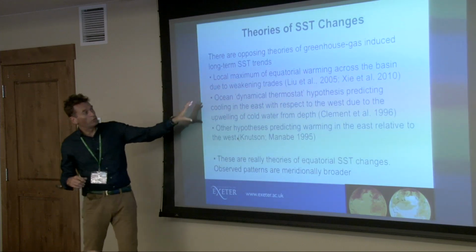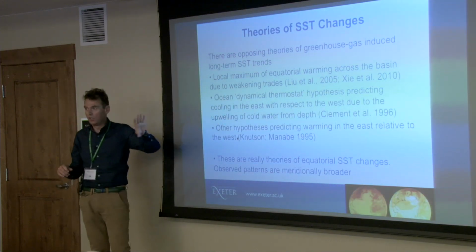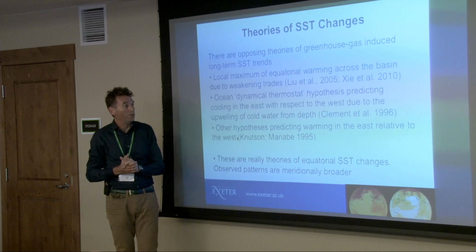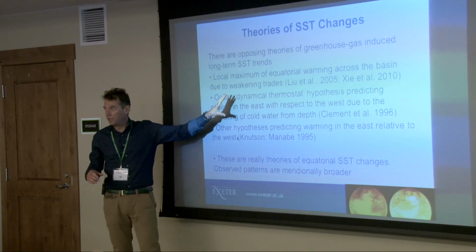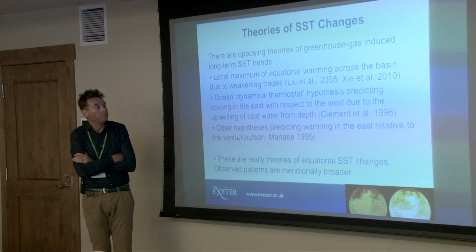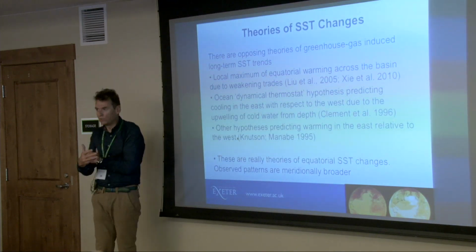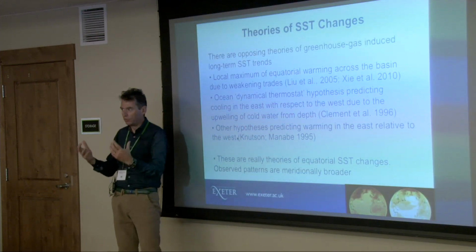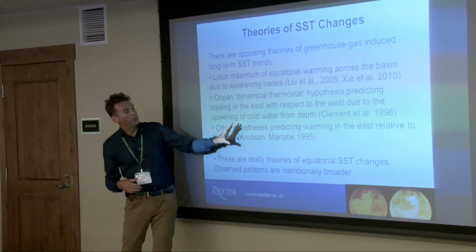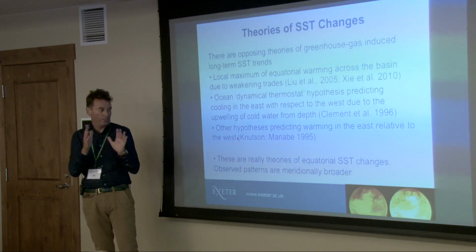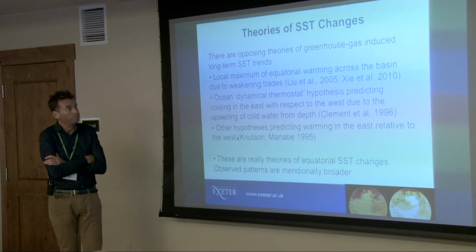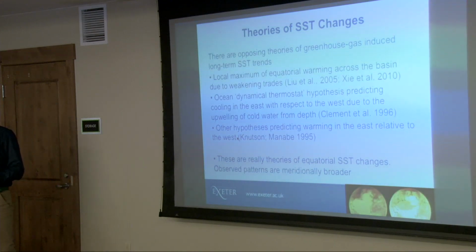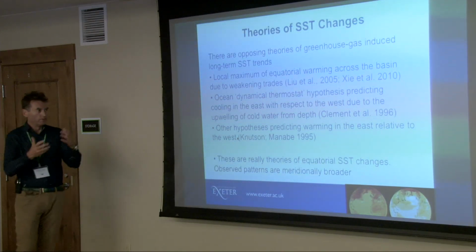There's an ocean dynamical thermostat hypothesis, which I think is less well accepted nowadays, but actually is the one which would fit the data best, with the east cooling with respect to the west, or at least not warming as fast as the west. And then the other hypotheses, derived from the behavior of the climate models, show perhaps a slight tendency for the west to warm more than the east. I think these are theories of equatorial SST changes. They involve upwelling and things like this.